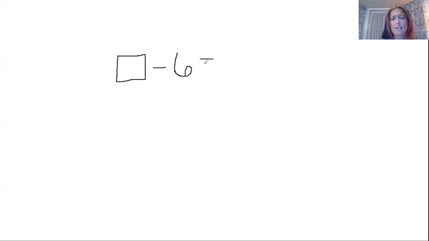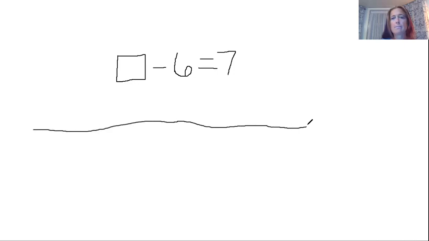So then we know that when the birds left, there were 7 remaining in the tree. So this is our equation. Something minus 6 equals 7. So today we are doing our number line.